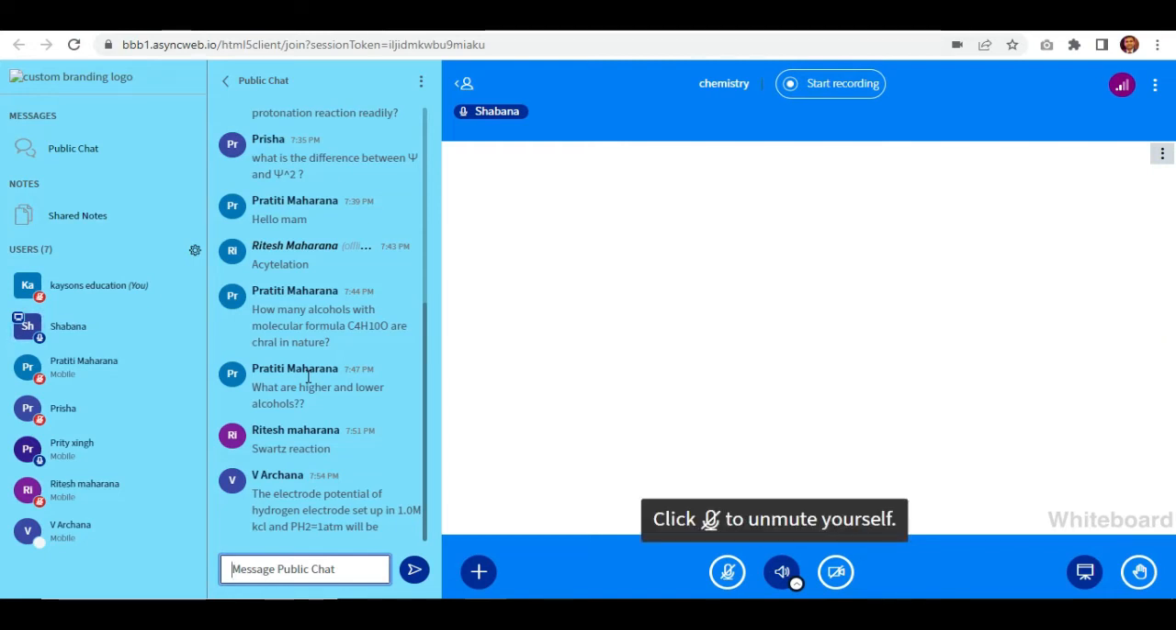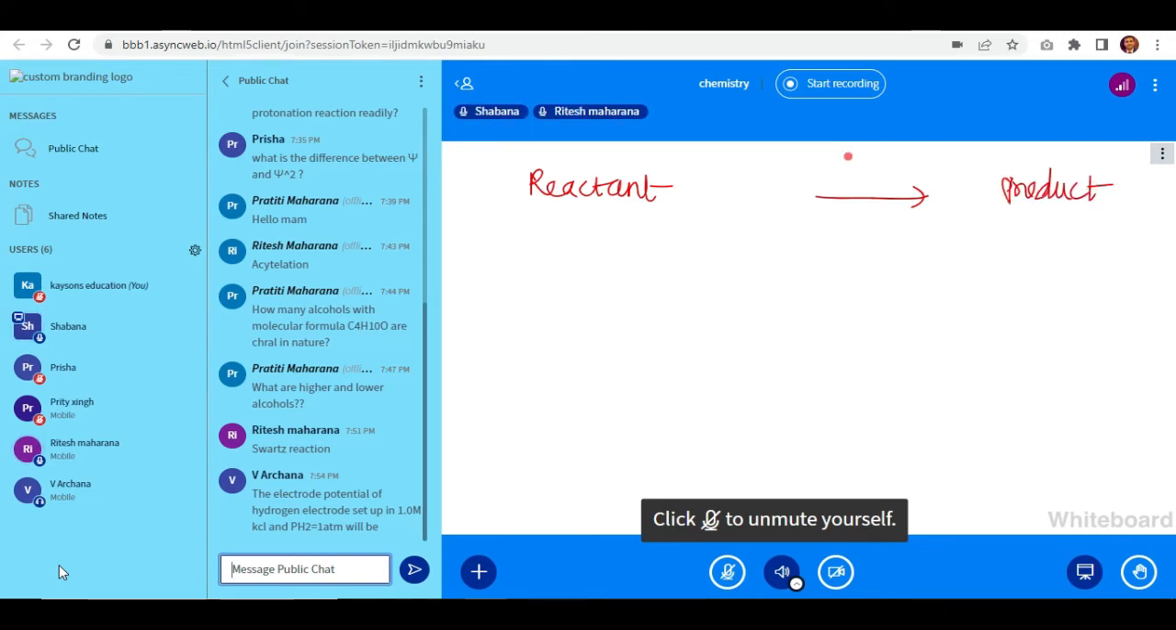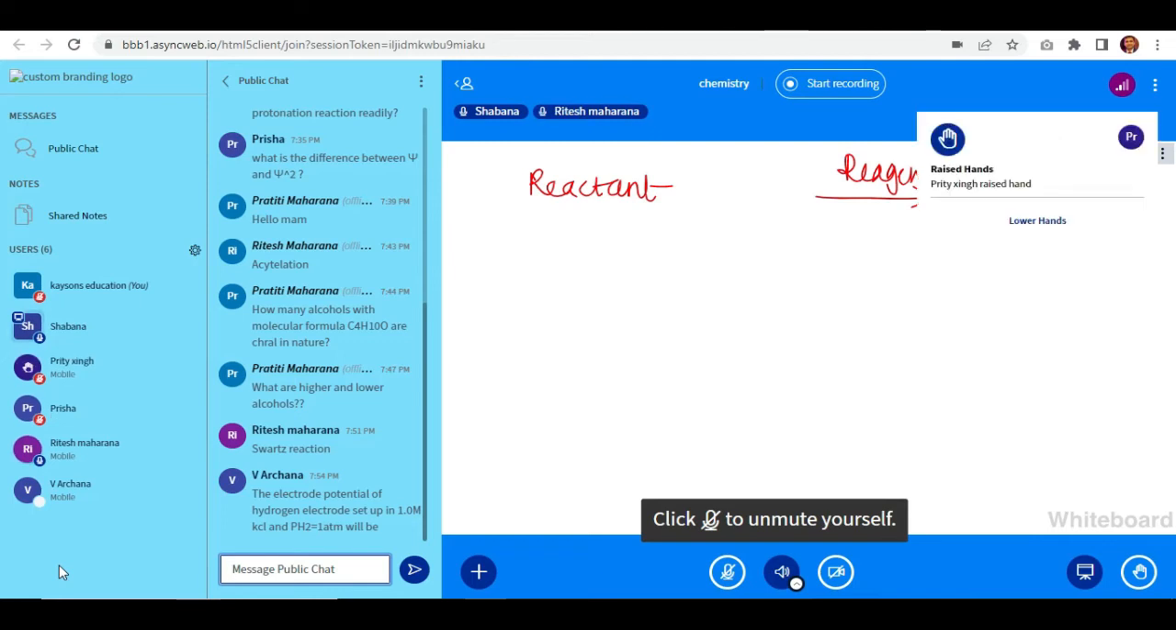So next, Swarts reaction. This is the one which you have to remember. In this, I have said many times that you have to remember what is the reactant, product, and reagent. That's it. This you have to remember.